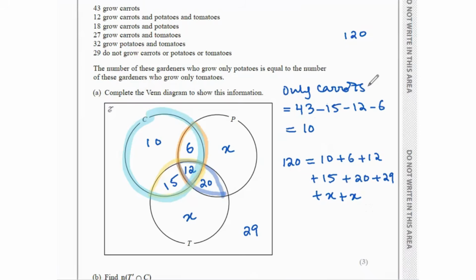So now let's find the value of x. 10 plus 6 plus 12 plus 15 plus 20 plus 29 gives us 92. Then we do 120 minus 92, that's 28. 28 divided by 2 is 14. So the number of people who grow only potatoes, and only tomatoes, is 14 each. So that's a complete Venn diagram.